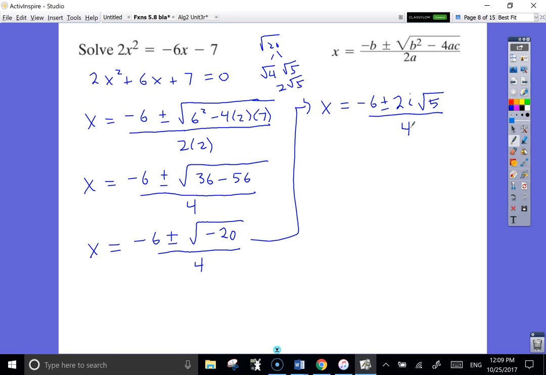Now, can I simplify that? And the answer is yes, you can, because each term in the numerator has a 2 as a factor, and the denominator has a 2 as a factor, so you could cancel out a 2 from all of those. Just make sure that you never try to cancel something with something that's inside the radical. You can only cancel with something on the outside. So this is going to be x equals negative 3 plus or minus i times the square root of 5 over 2.